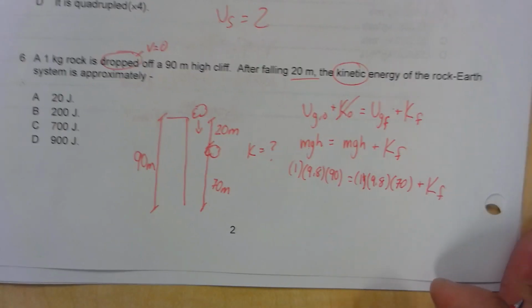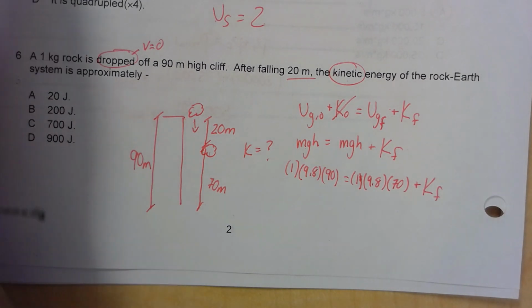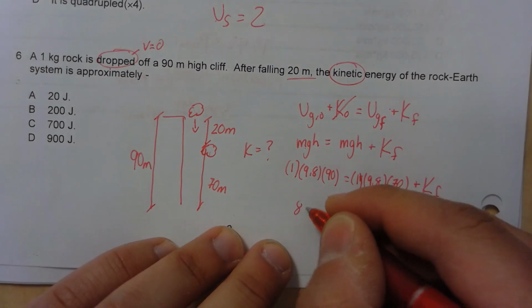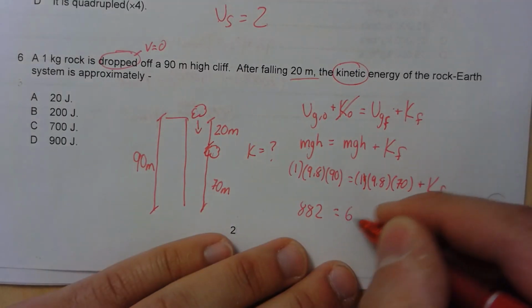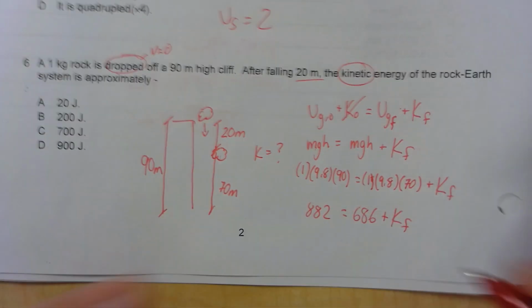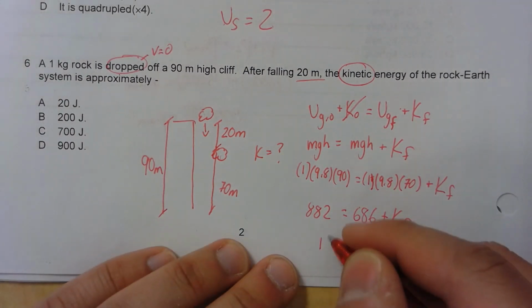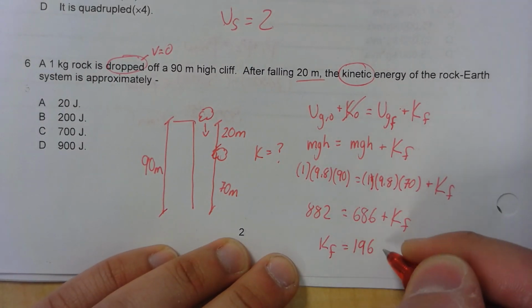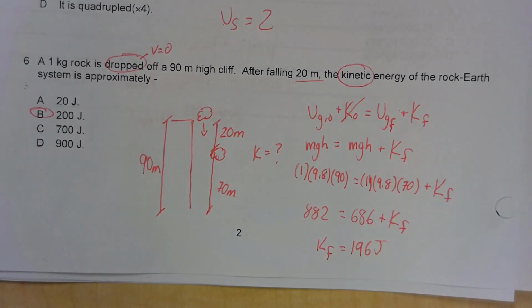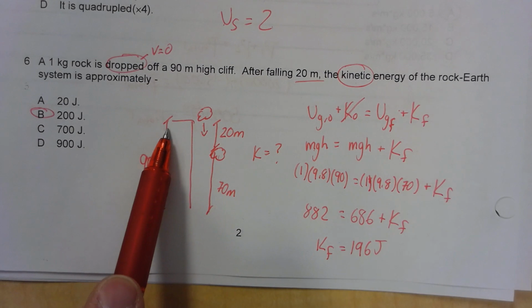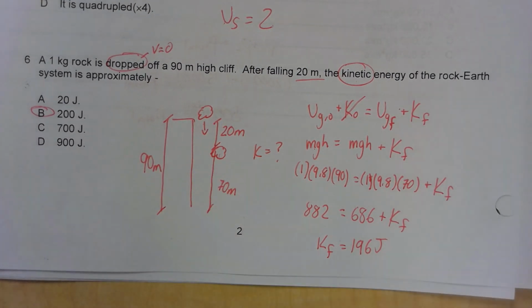So let's solve for KF. I'm going to plug this into my calculator. I get 882 here. I get 686 plus KF. Now I'm going to subtract on both sides, and that gives me 196 joules. Go ahead and round that up. There we go. Another way you could have thought of it, take your initial potential, subtract how much you lost, whatever is left over is your kinetic. Both ways work.